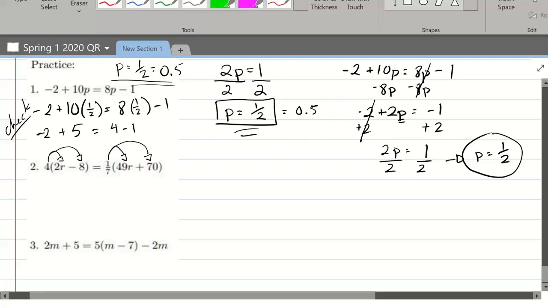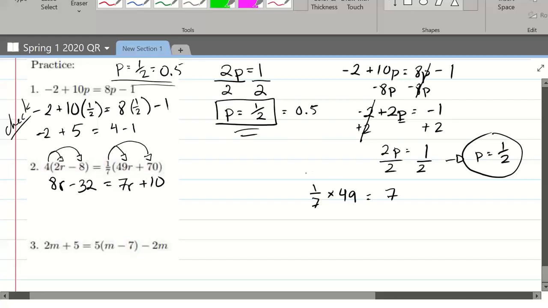So let's work this out. 4 times 2r gives us 8r. 4 times negative 8 gives us negative 32, is equal to 1/7 times 49r, which is 7r, right? In the calculator, you could just put that in. 1/7 times 49, you get 7, right? That's how I did it. 1/7 times 70, yep, gives us 10.